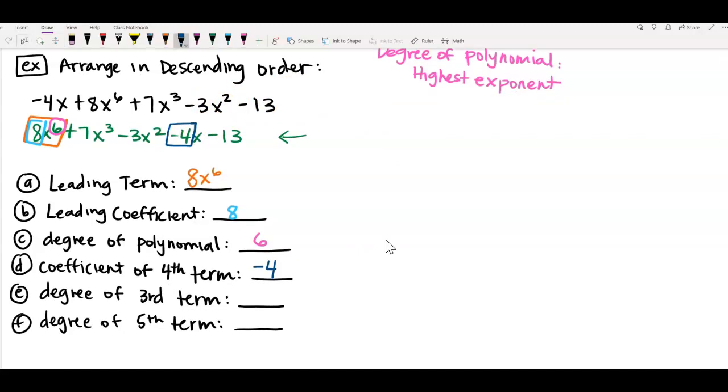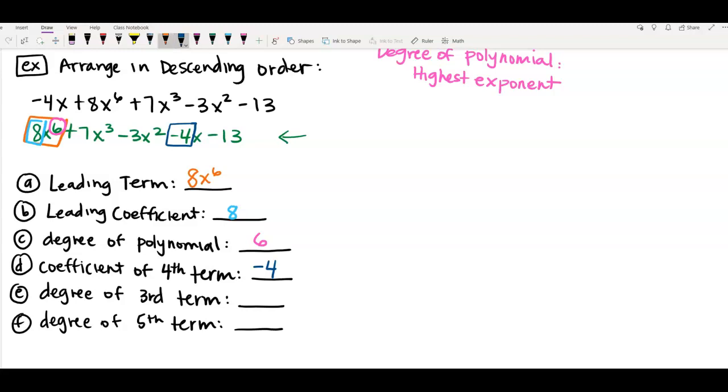All right, let's try part E now. Everybody type in, what did you get for the degree of the third term? We haven't quite talked about this yet, but I want you to go ahead and try and see what you think I mean when I ask you for the degree of that third term. 3, 2, 1, hit enter. Awesome. You guys are great.